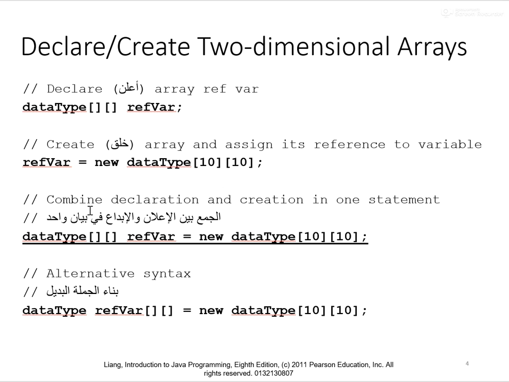Here's an alternative syntax to this. Instead of putting these two empty square brackets right after the data type, you can also put them after the name of the array. Either way works. Both are fine. I usually like to use the first one, the one that I underlined.